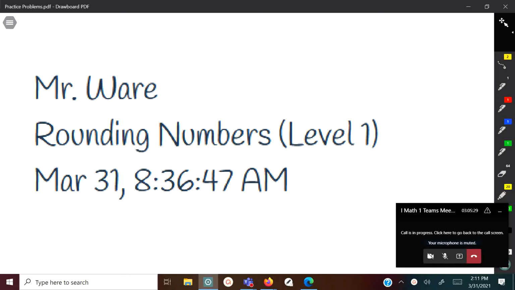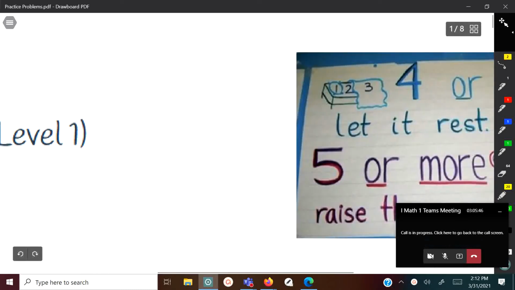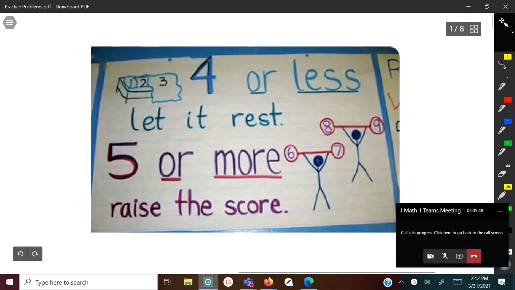Today we're looking at rounding numbers. Now I know this is something pretty basic, but I want to make sure before we start dealing with exponential functions and rounding that everybody has a clear-cut understanding of how to round. So let's begin. First I'm going to start off with this little saying: if it's 4 or less, let it rest, and if it's 5 or more, raise the score.